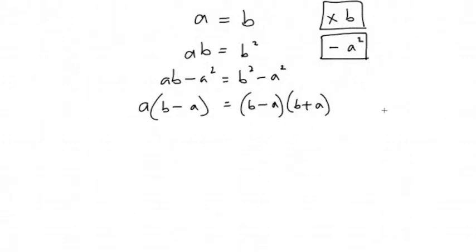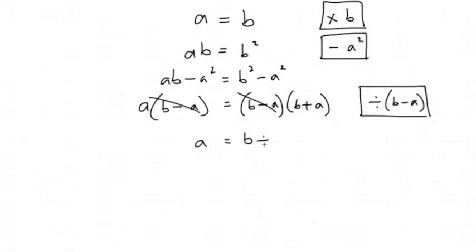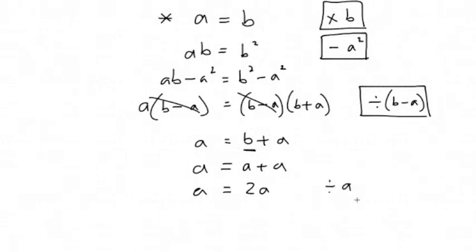Okay, and now I can see a common factor of b minus a on the left and right hand side. So I'm going to divide both sides by b minus a. Gone, gone, leaving a equals b plus a. Right, well I know that a is equal to b from the top line, so I can replace this b here with an a. So a equals a plus a equals 2a. Right, so I'm going to divide both sides by a, that's a common factor, and I end up with 1 equals 2. What?